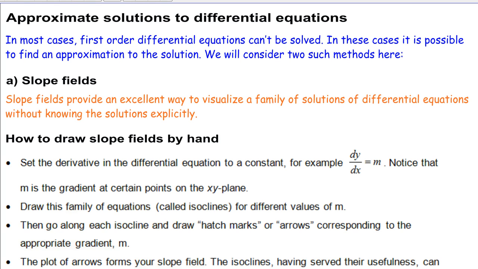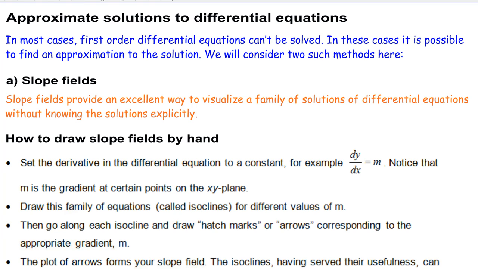In most cases, first order differential equations cannot be solved exactly. In these cases, it's possible to find an approximation to the solution. We will consider two methods here. One is slope fields. Slope fields actually provide an excellent way to visualize a family of functions, as you'll see in a bit when I walk through an example.